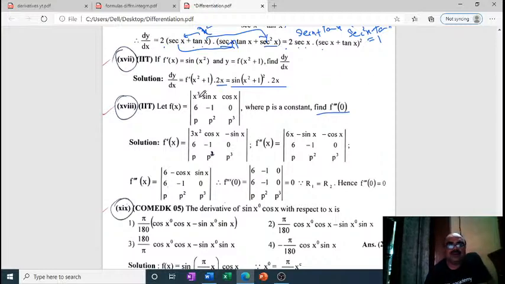Okay. First differentiation, x cube becomes 3x square. Sine x becomes cos x. Cos x becomes minus sine x. Second and third row, I'm not speaking at all because we don't have to look at it.